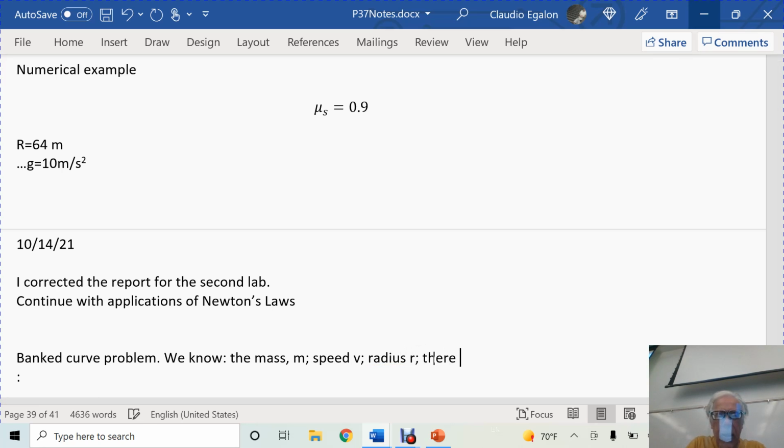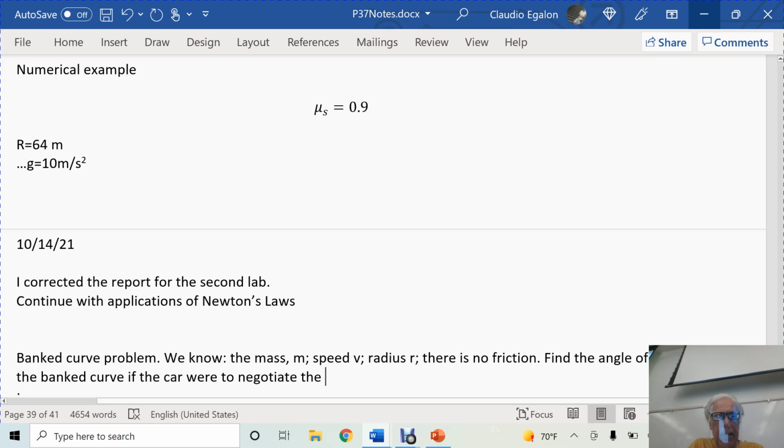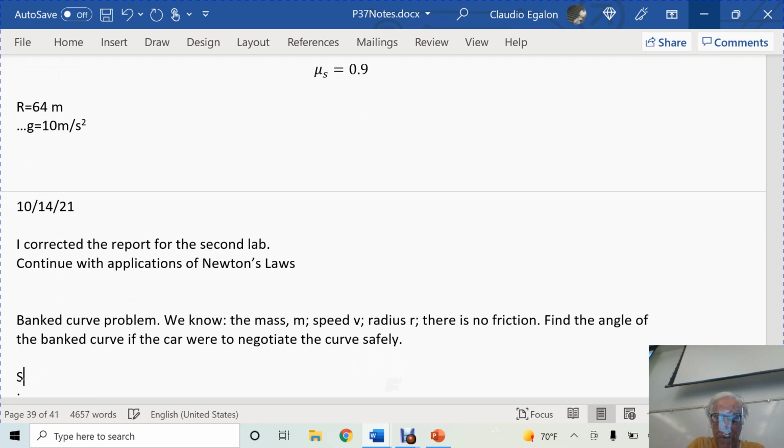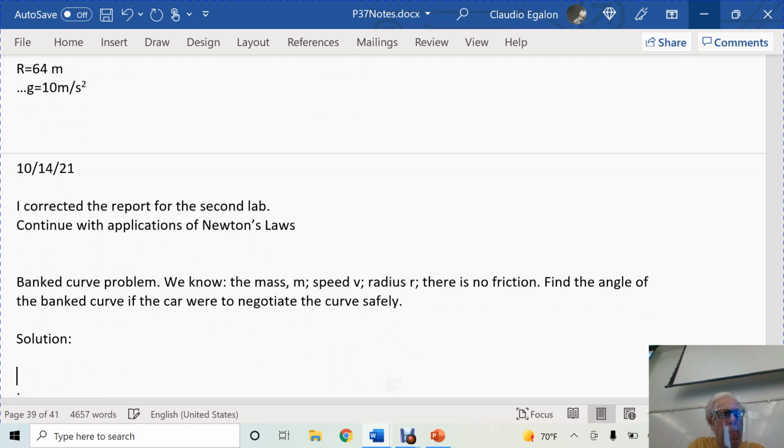We know that there is no friction. Frictionless road. Find the angle theta of the banked curve if the car were to negotiate the curve safely. Okay, so find the angle theta of the banked curve if the car were to negotiate the curve safely.